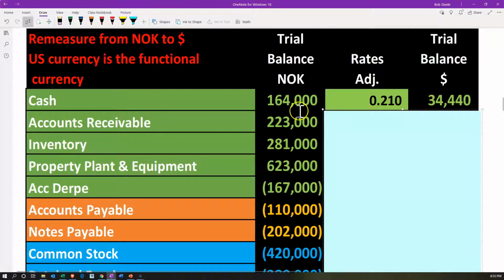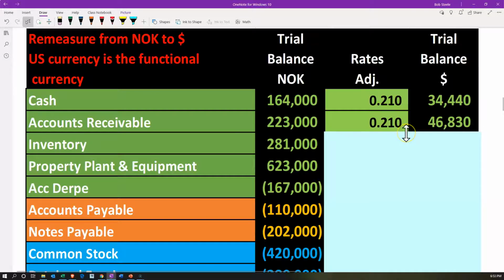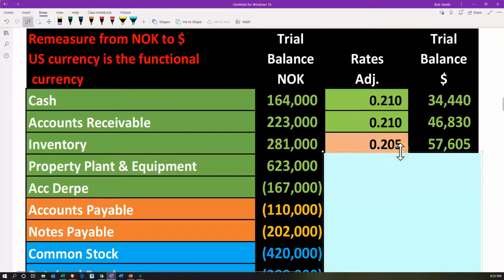So if we take this 164 times that rate, 0.121, we get the dollars. Now we're in dollars of the 34,440. That's the remeasurement. We're remeasuring, not translating. We have the accounts receivable. We're going to use the same rate, same logic. Then we've got the inventory.